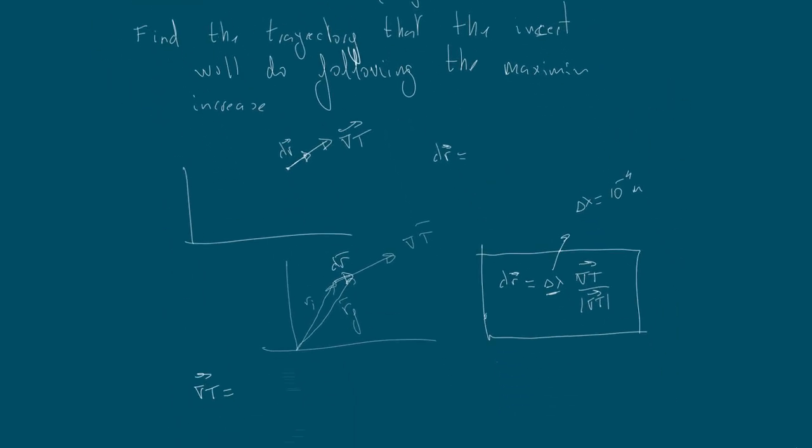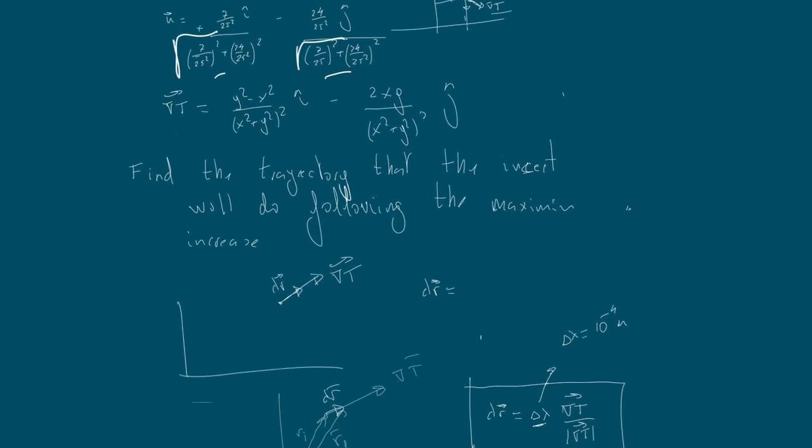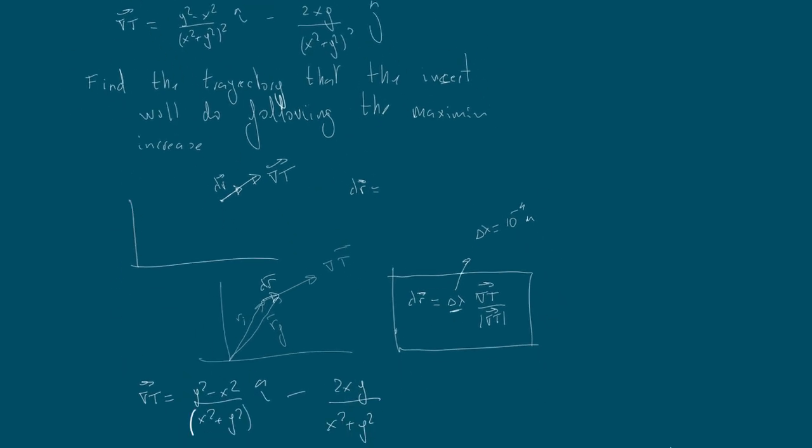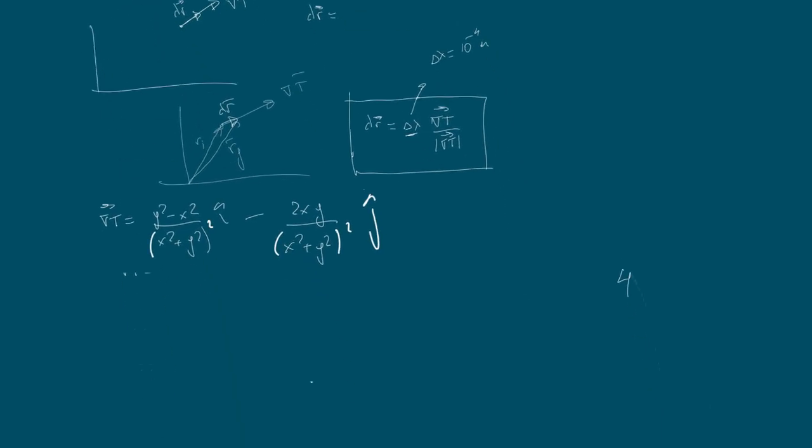The gradient is y squared minus x squared divided by x squared plus y squared, squared, in the i direction, and minus 2xy divided by x squared plus y squared, squared, in the j direction. You see that this gradient, this vector field, is like this.